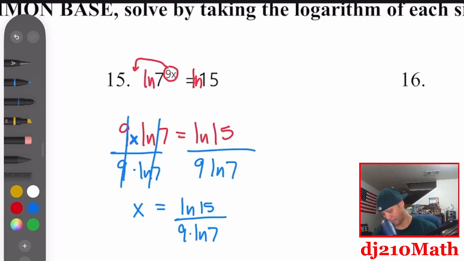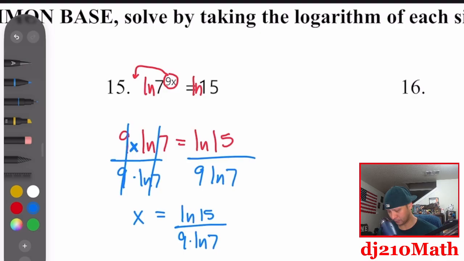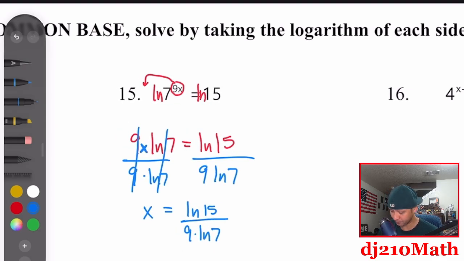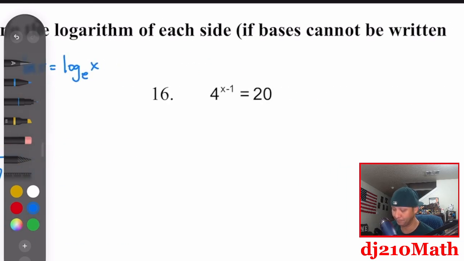Just remember, I'll remind you one time, the natural log of something is basically log base e. Now, I could have taken the log base whatever of both sides, but the natural log is the quickest and shortest way. And then there's a calculator function for it as well. So that's why we use natural log.